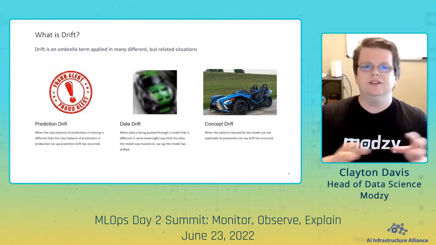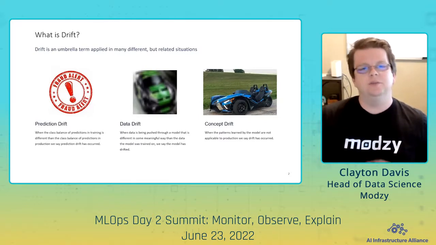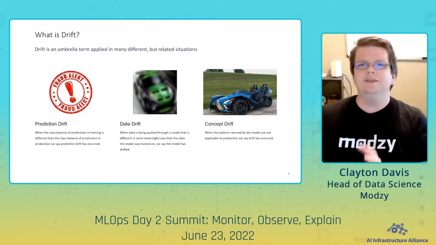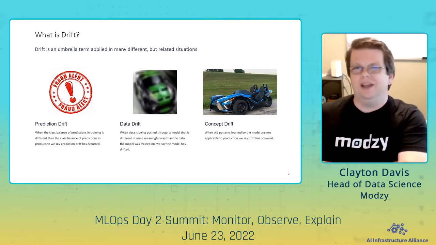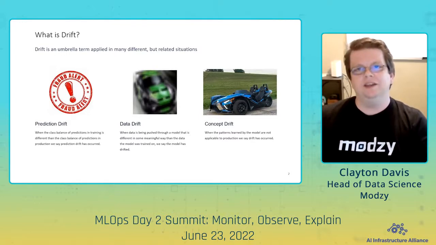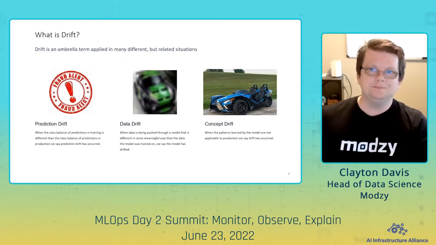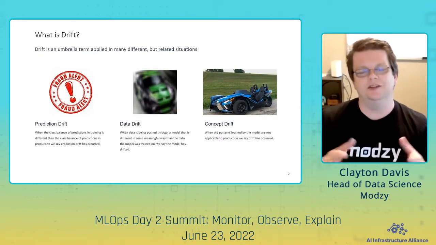Now, prediction drift and data drift are things that we can evaluate mathematically and we can automatically track during production. So in this particular talk, we're going to focus on prediction drift and data drift. Concept drift is a little bit outside of the realm of what we can do automatically. So we'll come back at the end and talk a little bit about what you can do to mitigate concept drift, but it's not going to be a part of our focus today.